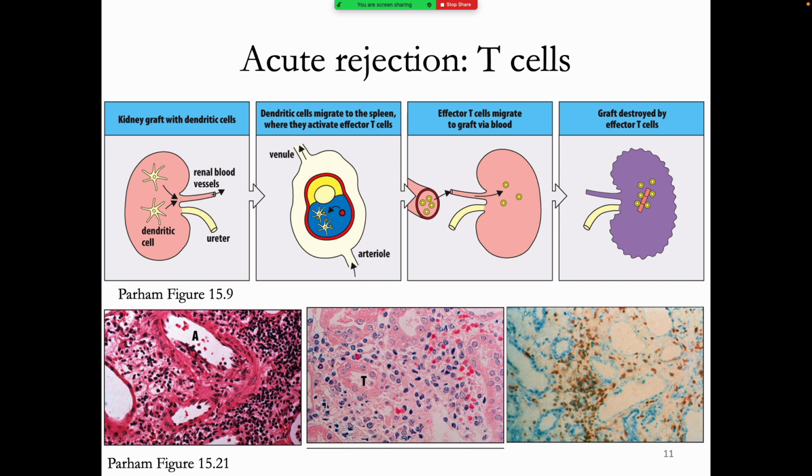This is going to take longer than that couple weeks that we saw with hyperacute rejection. You're going to need at least a couple weeks to first prime the T cells, and then the T cells are going to need some time to do some damage. So this is going to happen realistically over the first few months following the transplant.